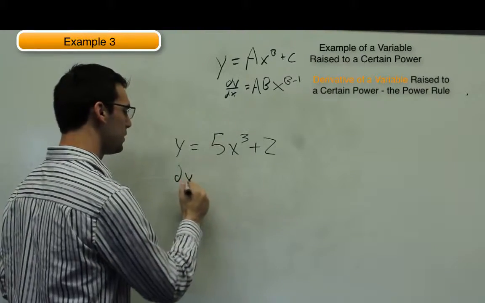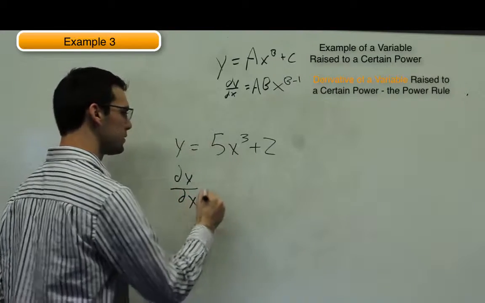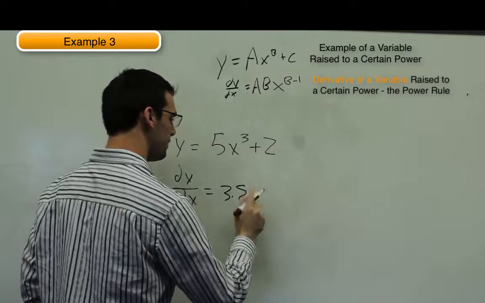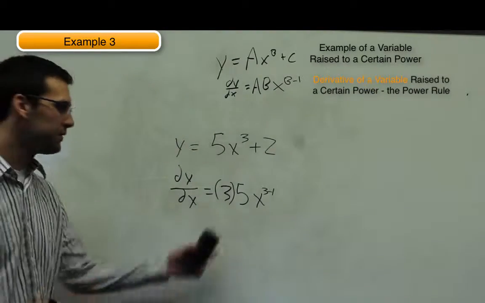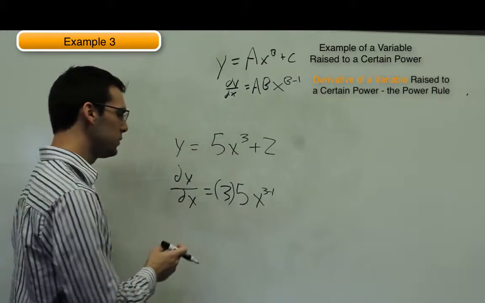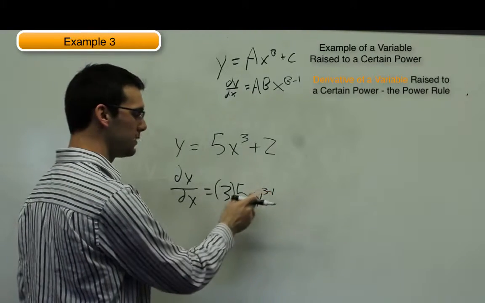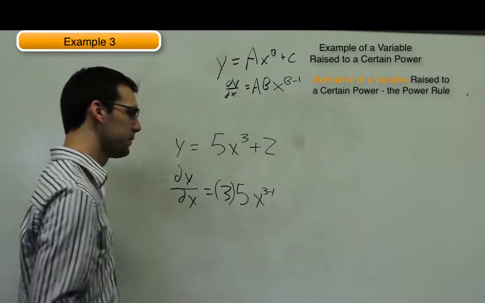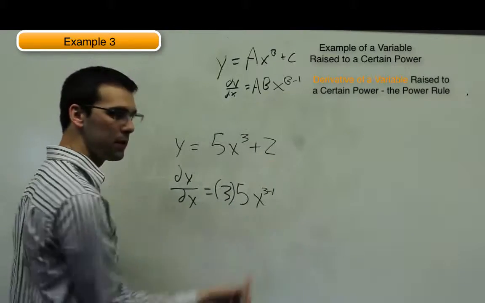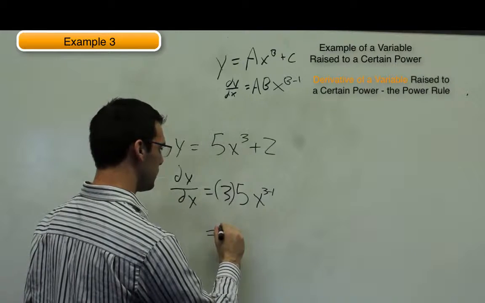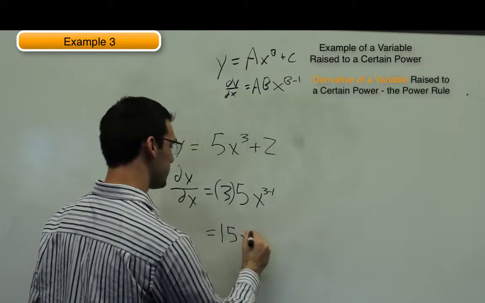Then dy over dx equals 3 times 5 times x to the 3 minus 1. And we go ahead and drop the constant term. And so what we end up with is 15x squared.